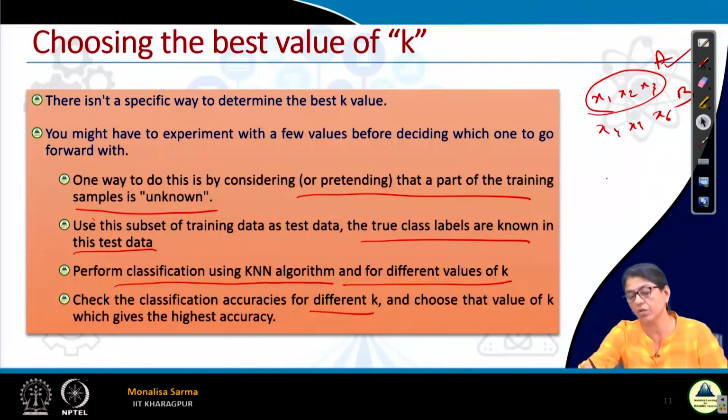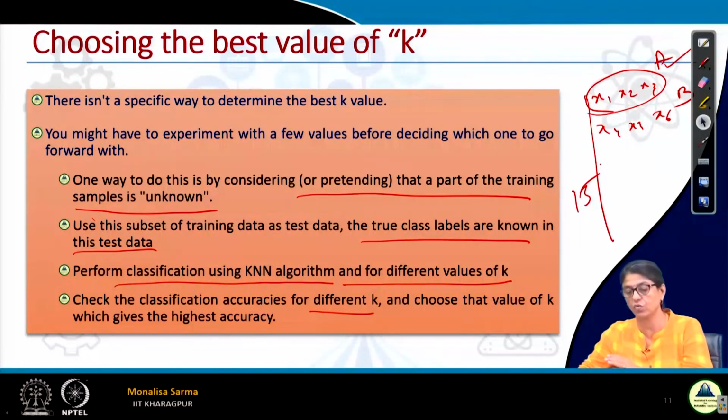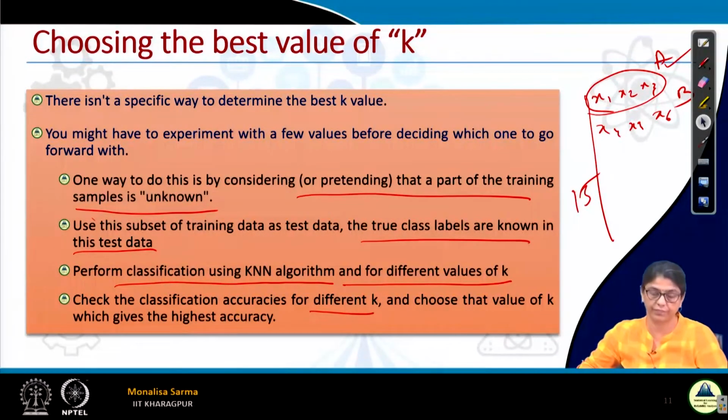So likewise, suppose we took 15 such data for which the class label is known to us. We took a particular k and accordingly we predicted the class. Then out of these 15, we'll see how many gave the correct result. Then again we increase the value of k, and we see out of these 15 how many gave the correct result. That way we will do different experimentation on k and choose that value of k which gives the highest accuracy. This is one technique of determining the best value of k.